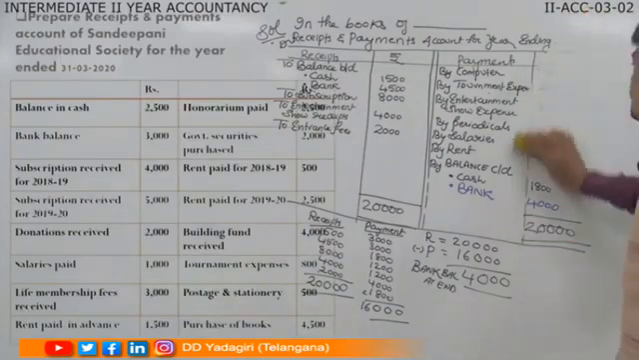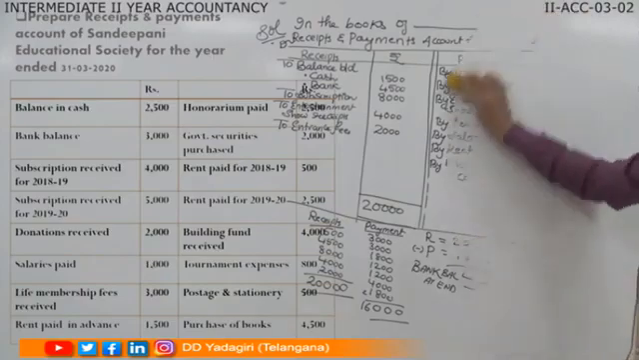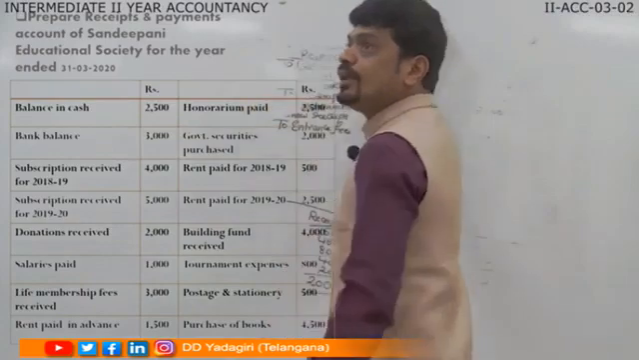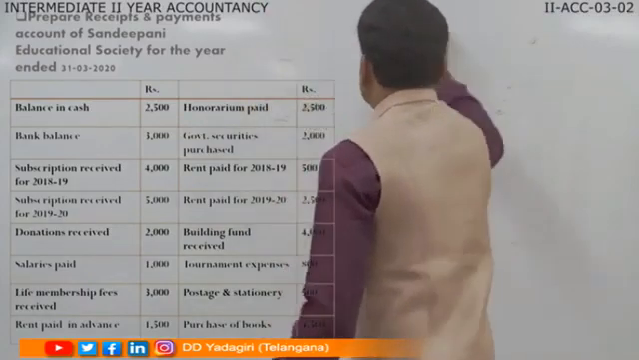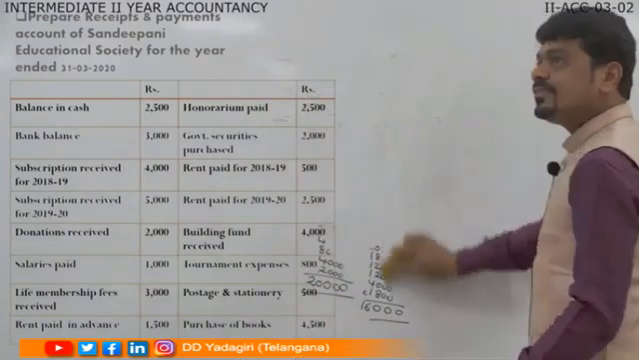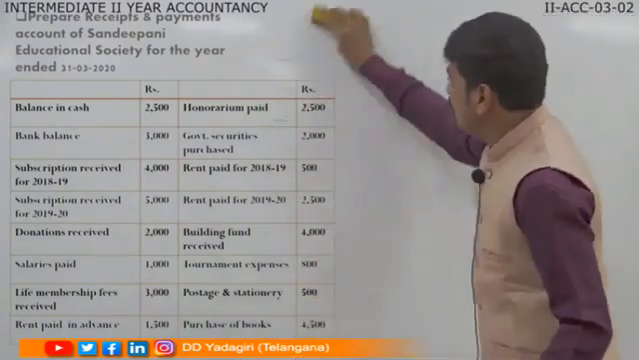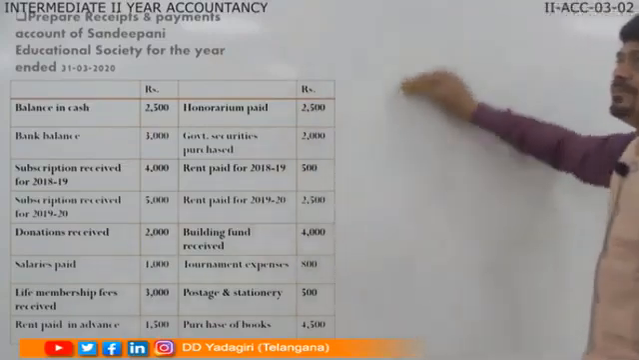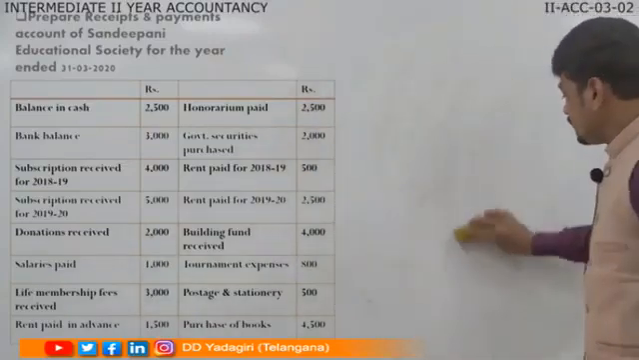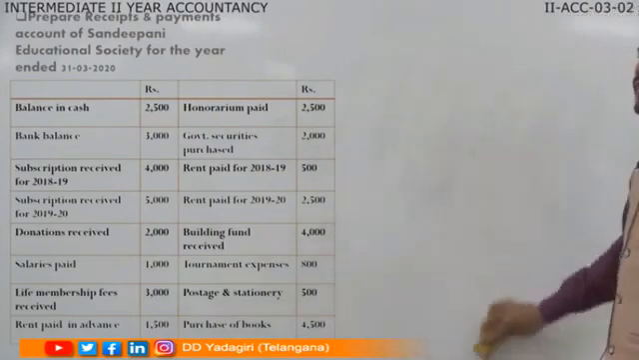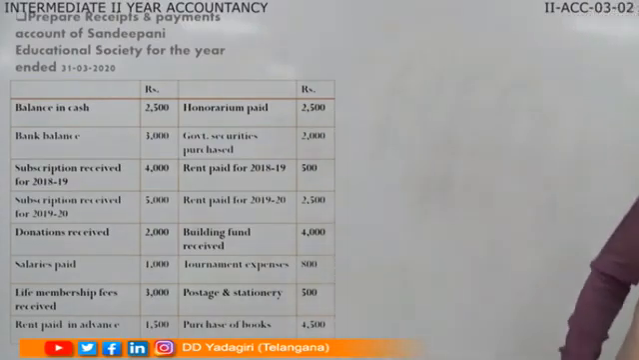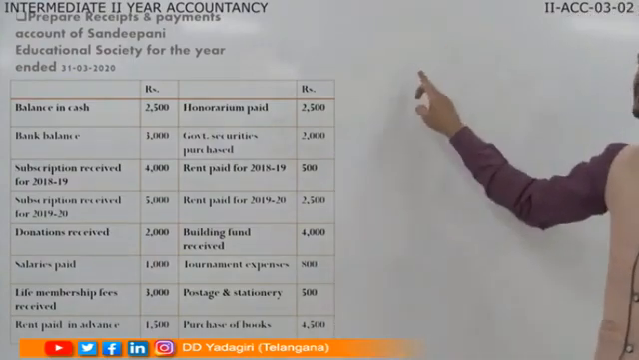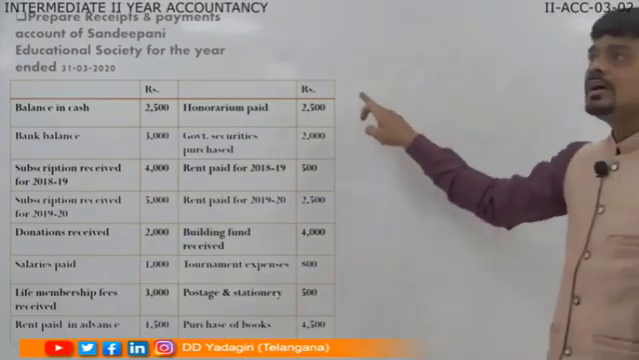If you go through the question, you can see that they are asking us to prepare receipts and payments account of Sandipani Educational Society. So if we go through the question, let us see what are the transactions which are given to us. As usual, they are giving you: prepare receipts and payments account of Sandipani Educational Society for year ended 31st March 2020. They gave the name of the organization as well as the year ending.